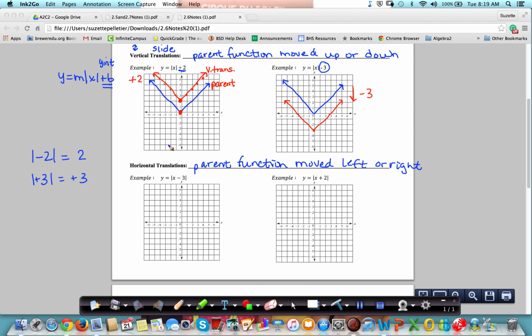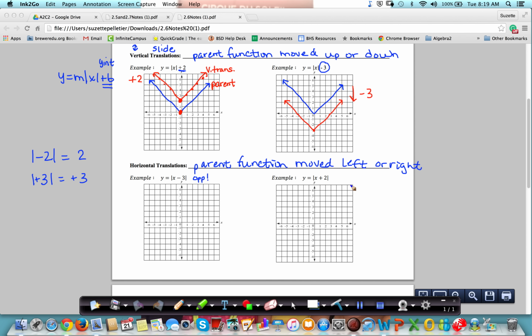Think about it like this. If I subtracted 3 from the x within my absolute value, what would I need to do to get back to 0? Because absolute value is your distance away from 0. So I took 3 away from where I was. So what would I have to do to get back to 0? I would have to add 3. So instead of subtracting 3, we add 3. We're doing the opposite.